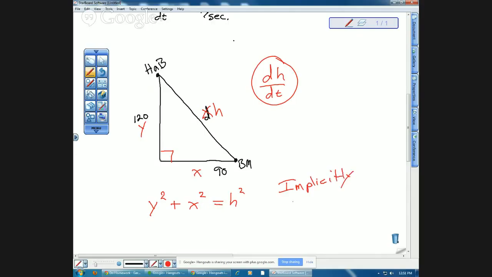Implicitly differentiate this equation, like we did with the balloon and the area equation. Okay, write it down, tell me what you get.